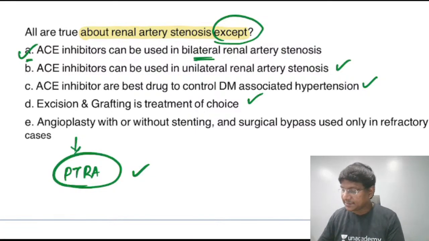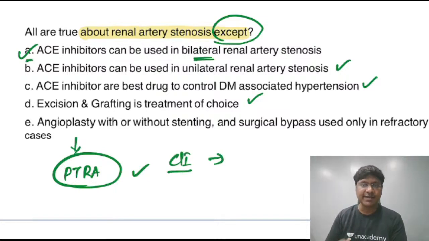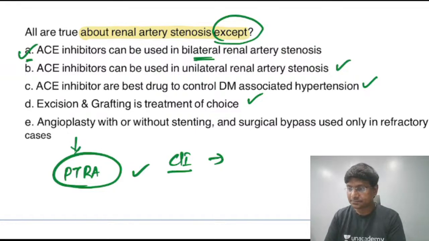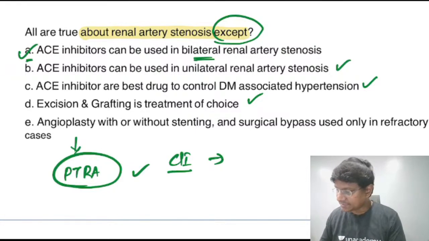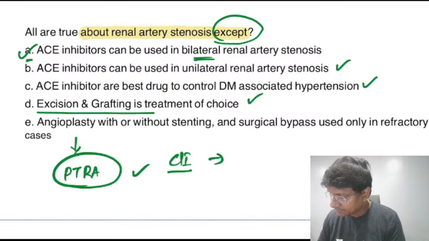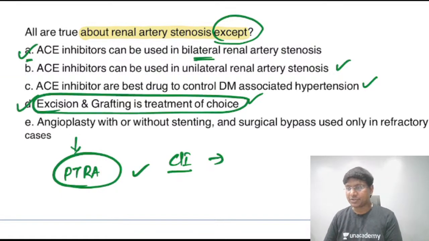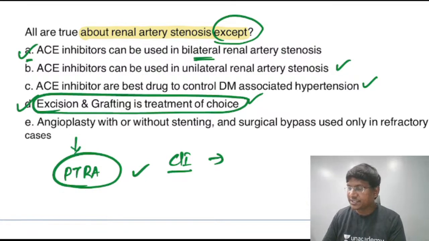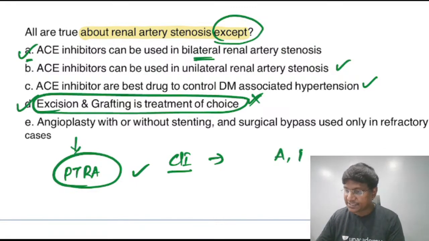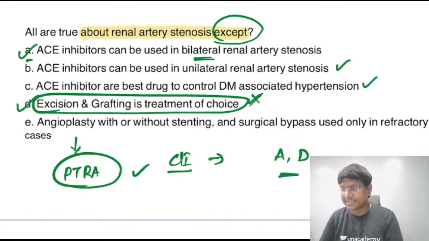And what are the other absolute contraindications for ACE inhibitors? One is bilateral renal artery stenosis. Now, is there any other? Yeah, one second. Even your D is also incorrect. I'm very sorry for that. Even D, excision and grafting is a treatment of choice, is also an incorrect statement. So that means you have two answers here, A and as well as D.